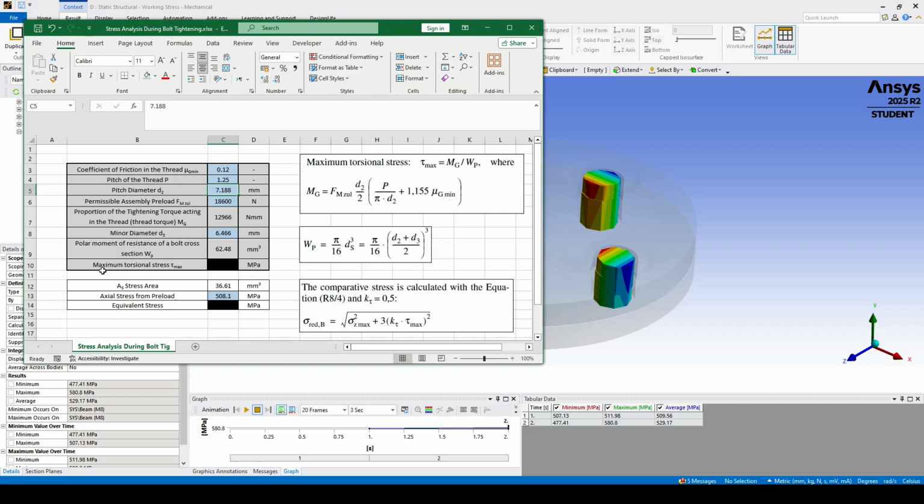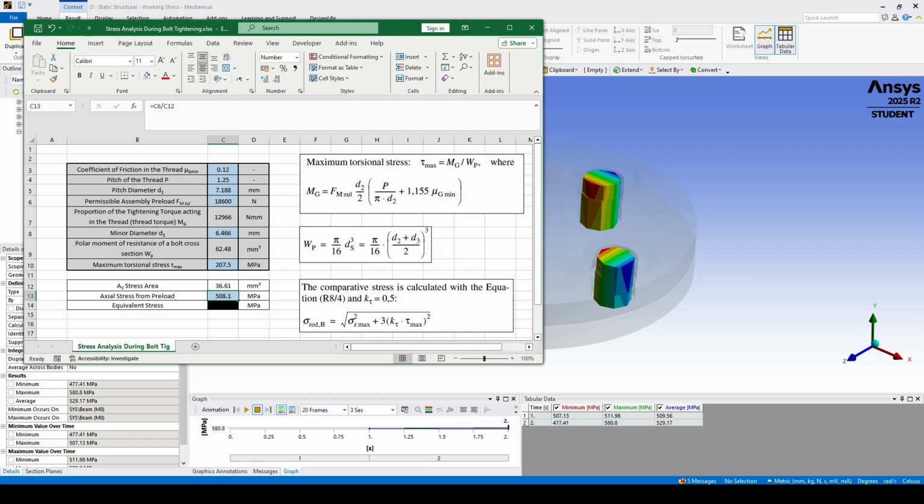Now, finally, to calculate the maximum torsional stress, we just divide the thread torque by the polar moment of resistance, and in this case we got around 207 megapascal, just coming from the tightening of the bolt. As I told you before, VDI tells us we have to take into consideration two stresses: not just the stress coming from the preload divided by the stress area, but also the stress coming from the tightening, which in our case is 207 megapascal.